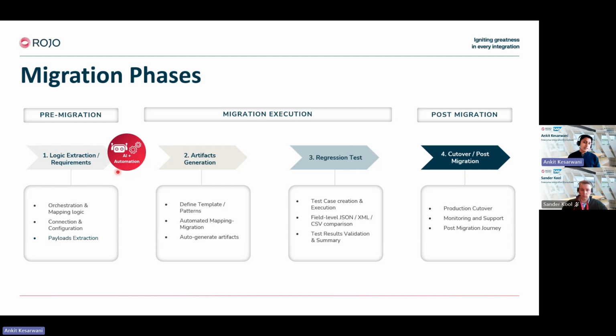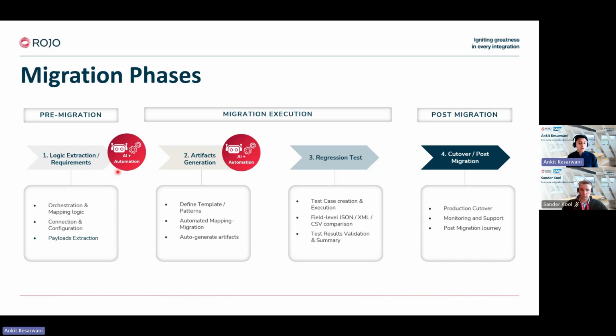That's the first step. The second step is, when we have the clear requirements, the clear mapping and business logic which was in the source system middleware, we need to generate these artifacts. One way is to manually develop all the mappings and all the iFlows, but is it needed? Probably not.